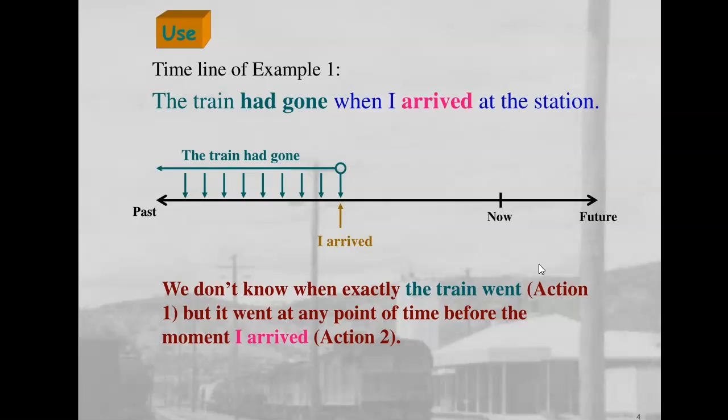So, timeline of example 1. The train had gone when I arrived at the station. Past action is the train had gone when I arrived. So we don't know when exactly the train went, action 1, but it went at any point of time before the moment I arrived, action 2.